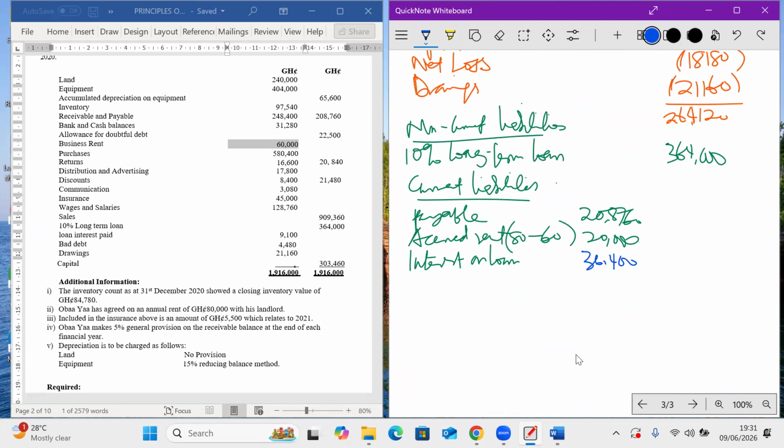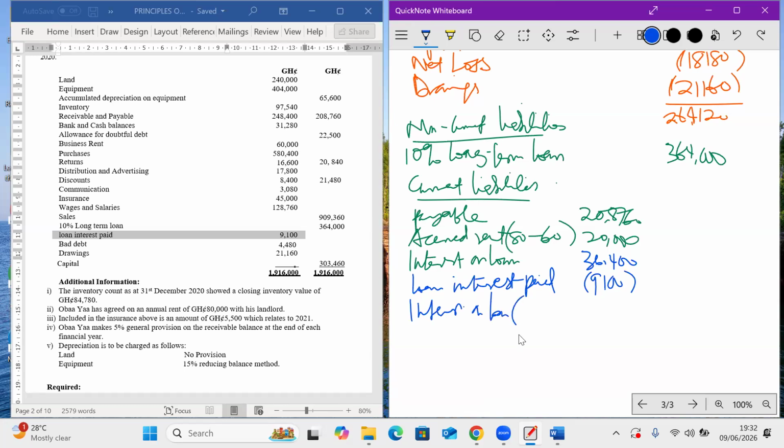Then the loan interest paid. So they owe 36,400, but within the year, the business paid some. Are you getting it? Okay. They owed 36,400. That's the interest on the loan, which they have to pay at the end of the year. But within the year, the business paid parts. How much did the business pay? 9,100. So you subtract it. Or you can simply write it as: interest on loan, in bracket 36,400 minus 9,100, to know how much the business actually owes to pay.